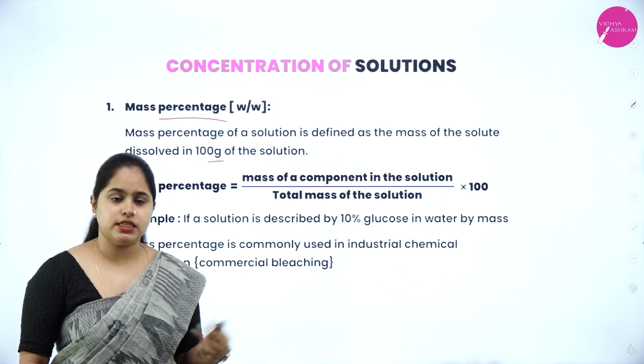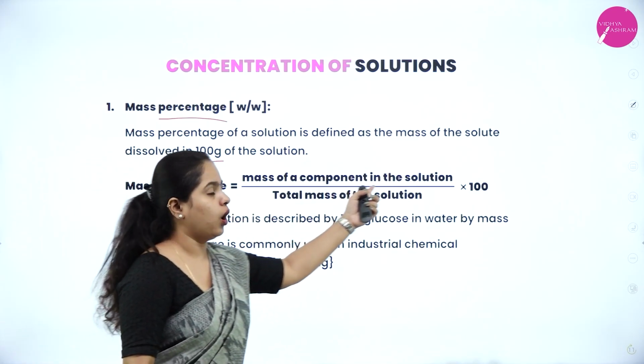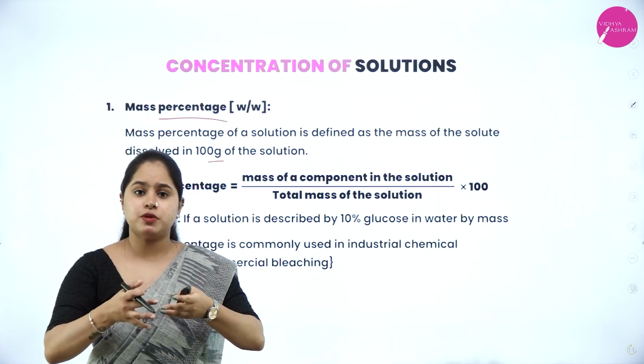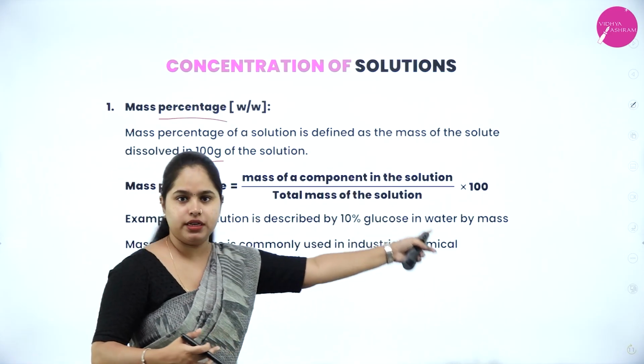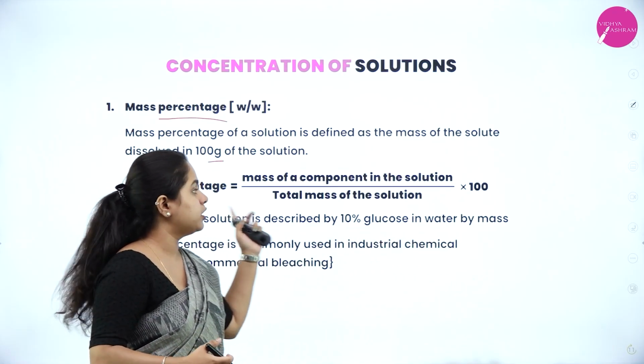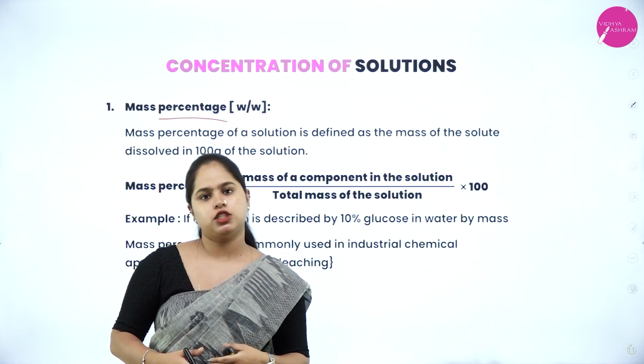And how can you obtain it? By the equation. Mass percentage will be equal to the mass of the component in the solution. The mass percentage of whichever component you have to assess, that mass of the component in the numerator, divided by the total mass of the solution, multiplied by 100, will give the mass percentage of that component.